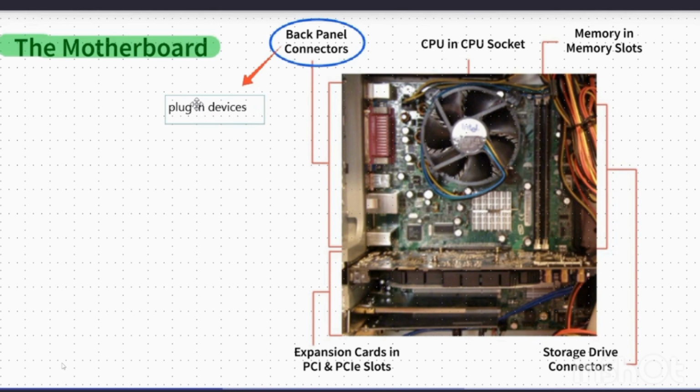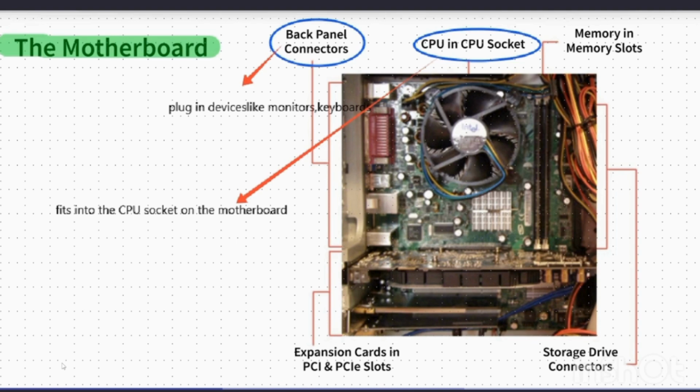We can plug in devices like monitors, keyboards, and USB devices and cables to connect them to the computer. Central processing unit. It fits into the CPU socket on the motherboard. It executes instructions and performs calculations to run the computer.